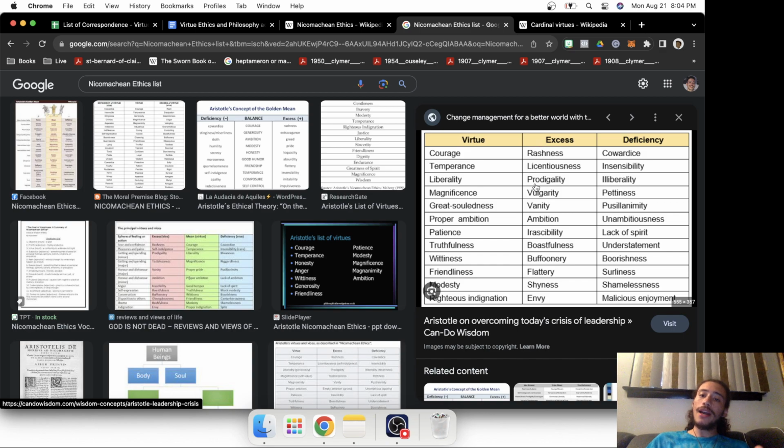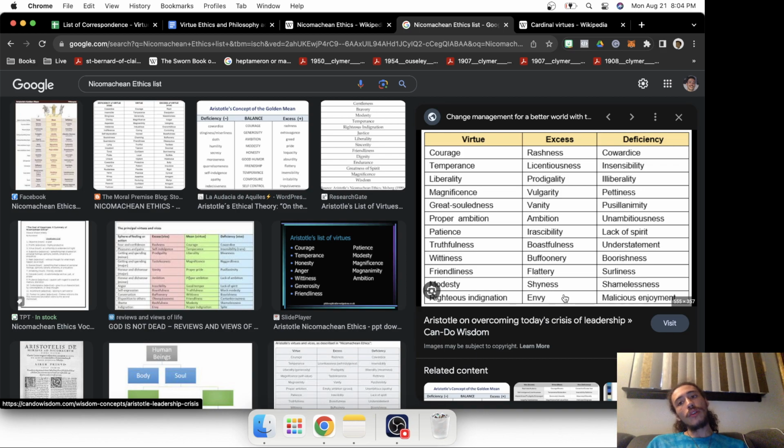Excess for these could be rashness, litigiousness, prodigality, vulgarity, vanity, ambition, irascibility. So that's an interesting thing. Wrong ambition is in the wrong places, like you're driving your power and putting it in the wrong places. Then boastfulness, buffoonery, flattery, shyness, envy, and then the deficiencies of courage would be cowardice, or of temperance, insensibility. So it's just learning that you might be too much of that energy, or you might not have enough of it.